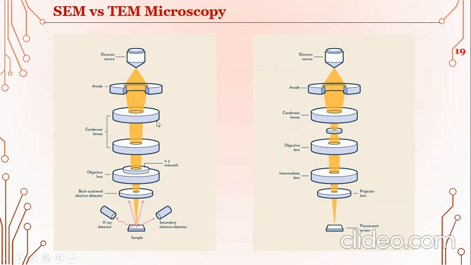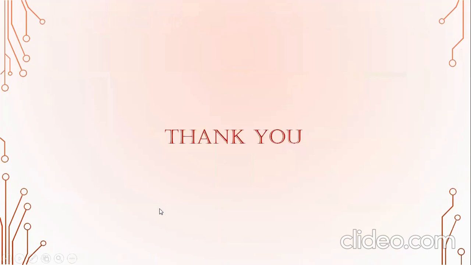That's the difference between the two. In one case, the electrons from the source will go through the specimen, but here they will reflect from the specimen, and the image will be taken. And that's it.